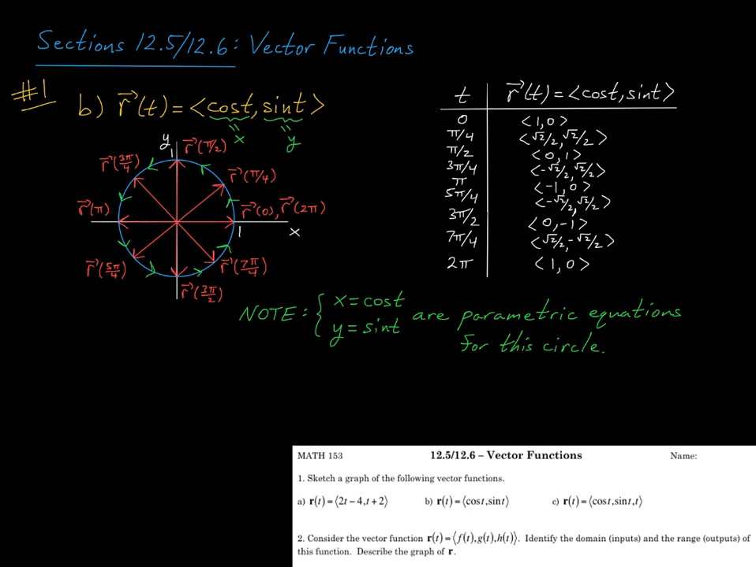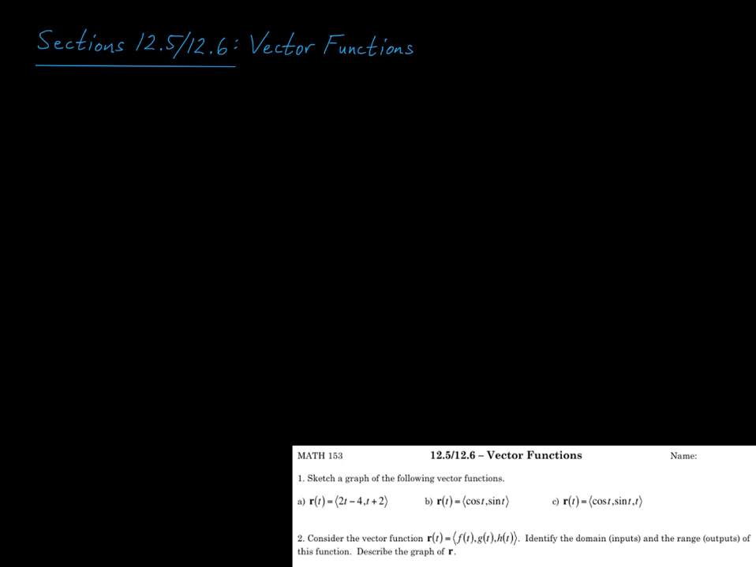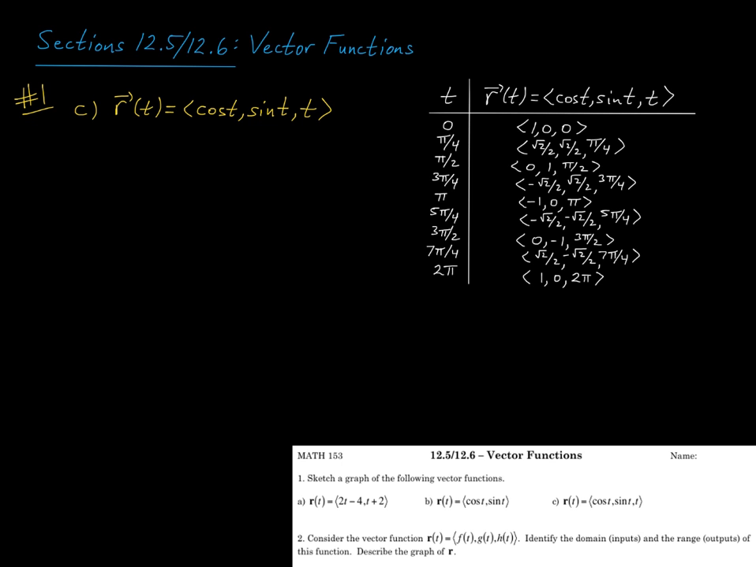Okay, very good. So now let's do the last one here in question 1. This is 1c. Notice r of t now is a vector in R3, there's an i, j, and a k component. And the i and the j components are the same as the i and j components from part B. But now with this introduction of a k component, what's going to happen when we look at the position vectors in R3? Well, I built the table here.